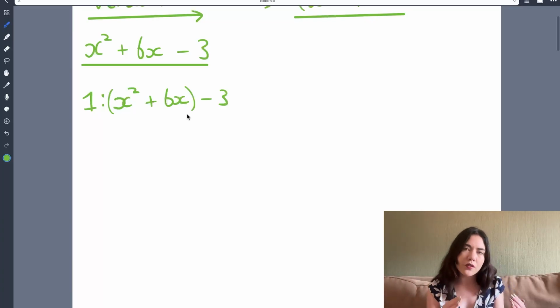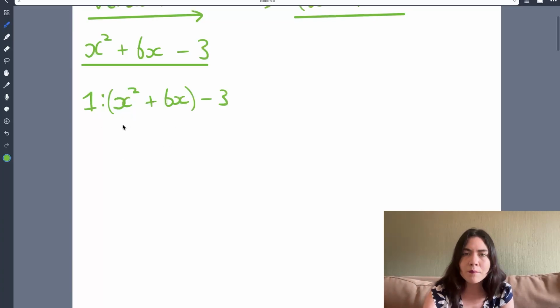So we're just looking at the x's. So step 1 is quite simple. We bracket off our x's. Now we're going to do step 2.